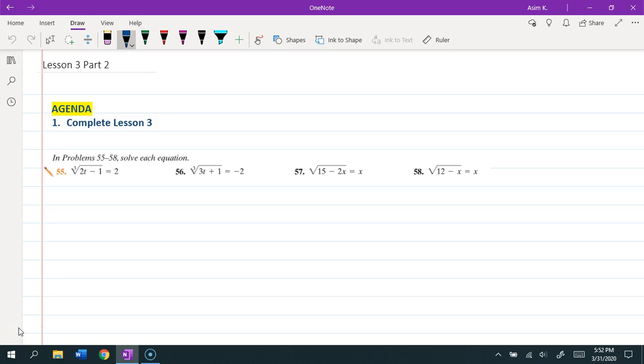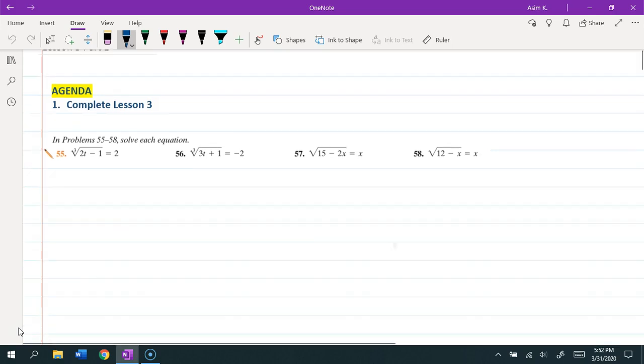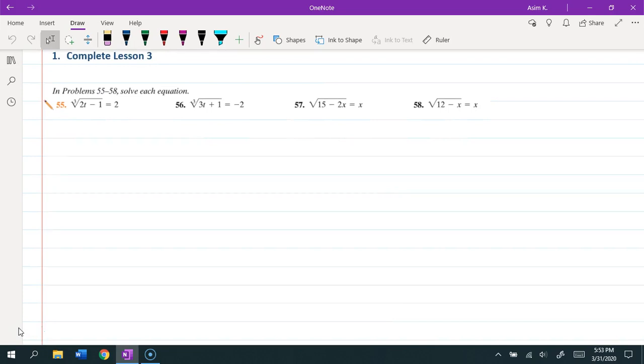So in this lesson, one of the things that you need to learn to do is to solve equations that are dealing with roots. So we're going to take number 56 here, and we're going to try number 56. It says the third root of 3t plus 1 is equal to -2.